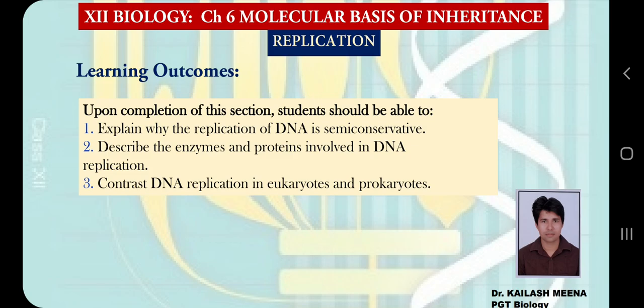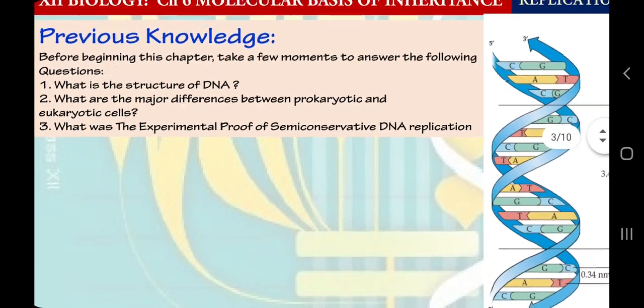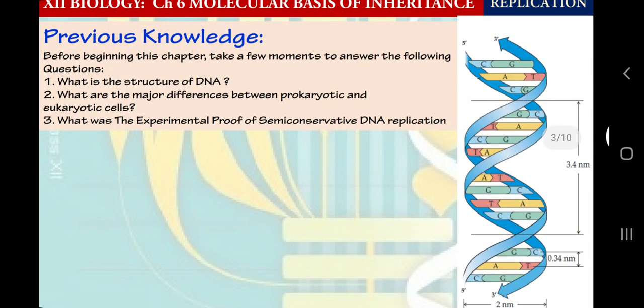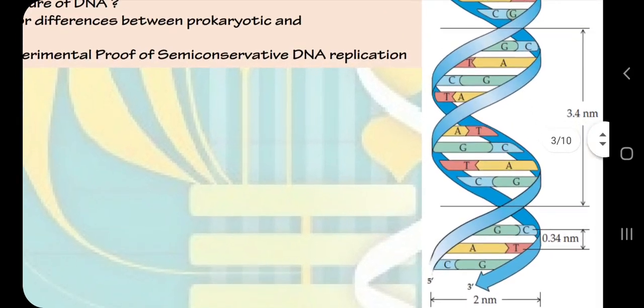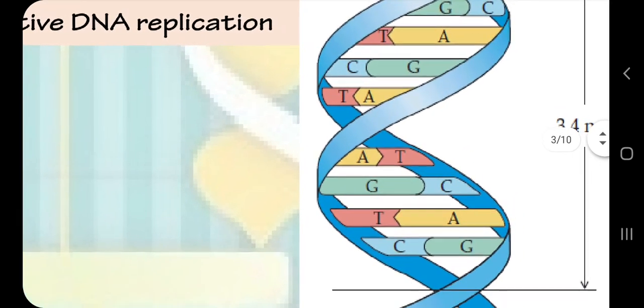For achieving these learning outcomes from this section, we need some previous knowledge. As in my old videos related to chapter 6 or in previous chapters, I always mention what previous knowledge we need to understand that topic. First, we need the understanding of the structure of DNA, which is very crucial if we want to learn about DNA replication or copying of DNA, because the copying of DNA is dependent on these structural details.